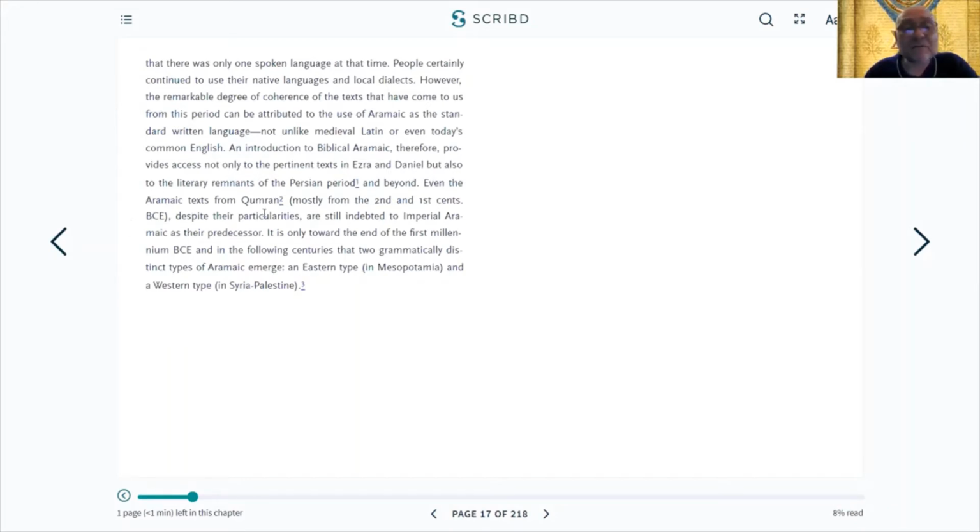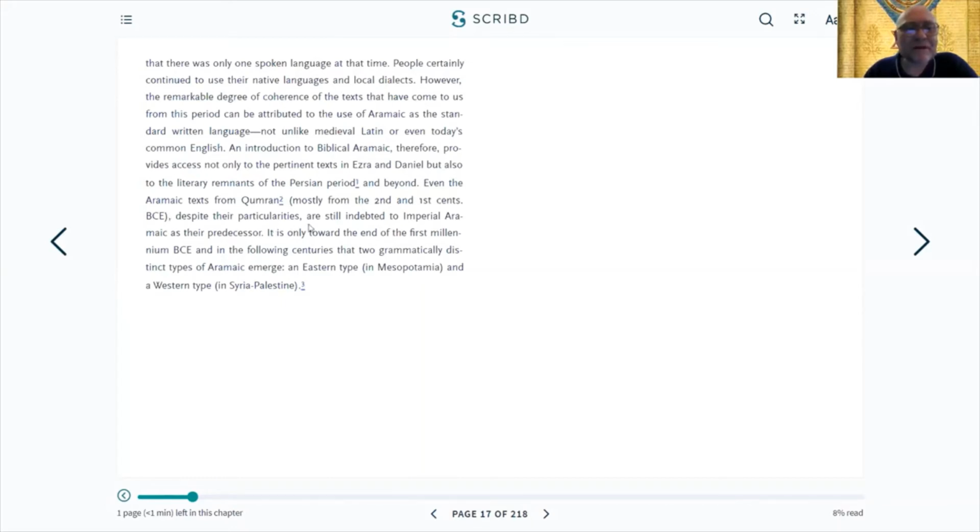Even the Aramaic text from Qumran, that would have to do with the Dead Sea Scrolls. Okay, so there was some Aramaic text in the Dead Sea Scrolls. Interesting. Mostly from the 2nd and 1st centuries BCE or before Messiah, despite their particularities, are still indebted to Imperial Aramaic as their predecessor. So that means that they were probably in this regular block script that Hebrew is, but they may have had some previous impacts from this other Imperial script. That Imperial script looks almost like cursive in a way. It's interesting.